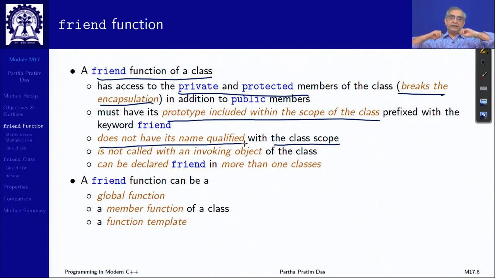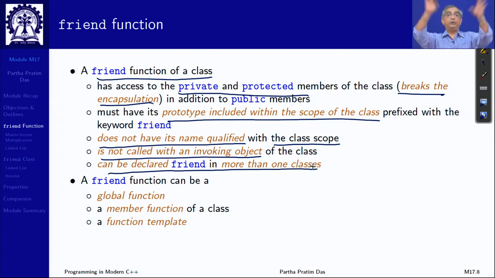A friend does not become your family. Friend and family are different. Family also has access, because they belong to the same group, but a friend is someone who is not a part of that, but has a similar kind of access. So the name is not qualified and it is not called with an invoking object, because it does not have a this pointer of this class. It may have a this pointer of some other class, and a function can be declared a friend in more than one class, not necessarily in only one class.